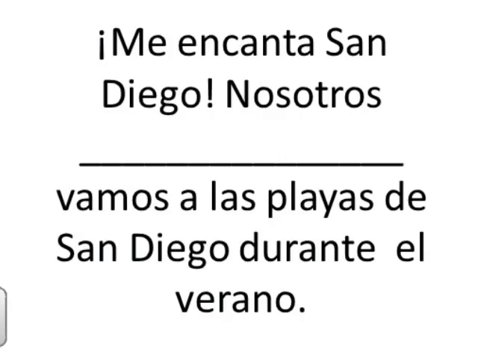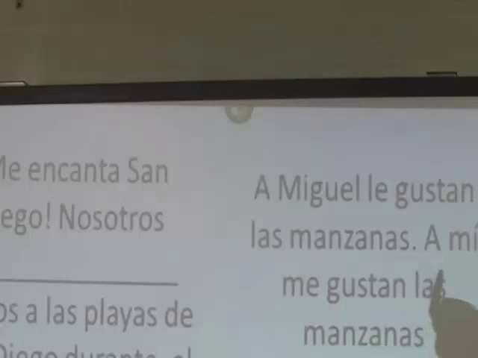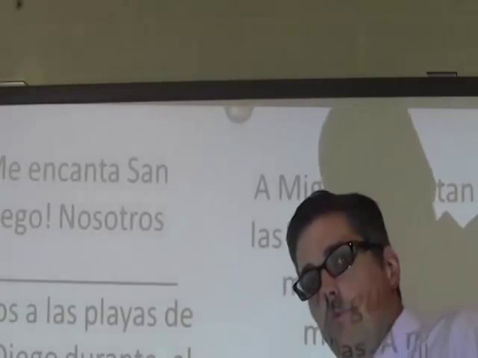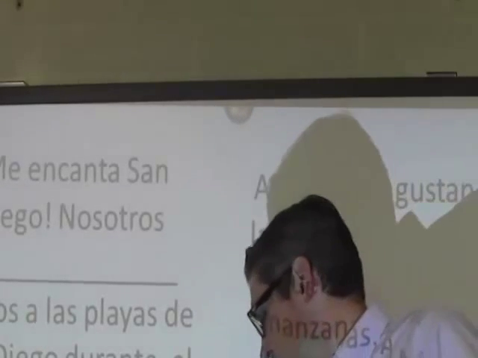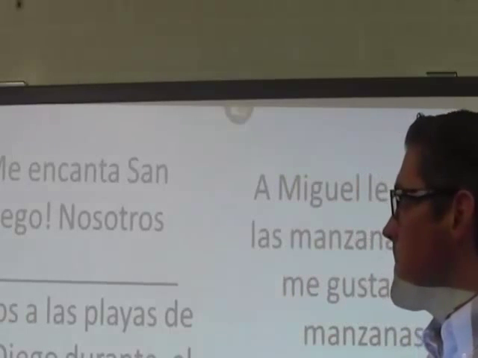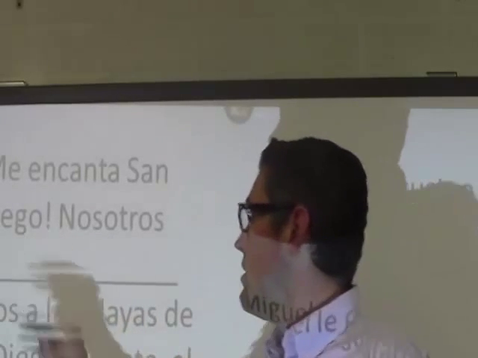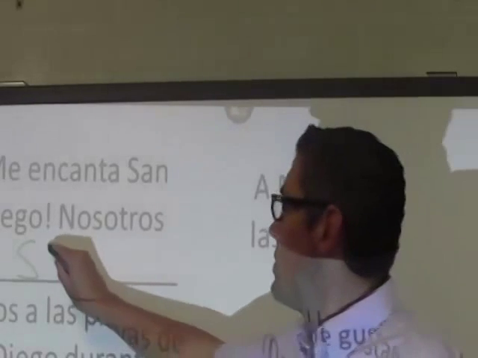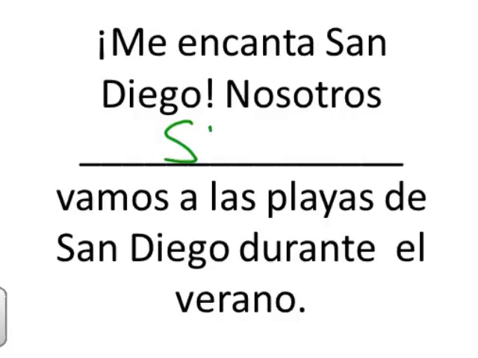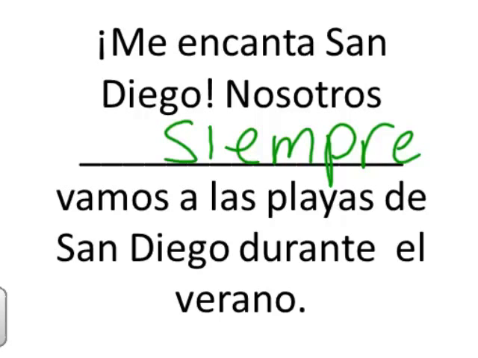Okay, let's look at a few examples here. Me encanta San Diego. Nosotros, blank, vamos a las playas de San Diego durante el verano. What affirmative or negative word could we put there? I love San Diego. We never go to the beaches? No. What would it be? Now do you know? Nosotros siempre. We always. Nosotros siempre vamos a las playas.